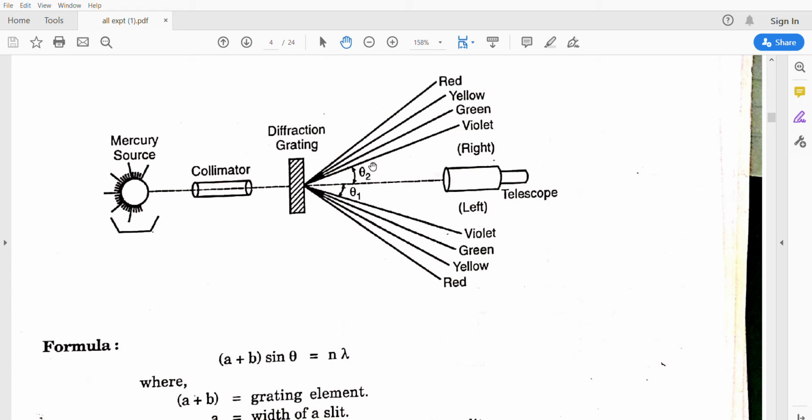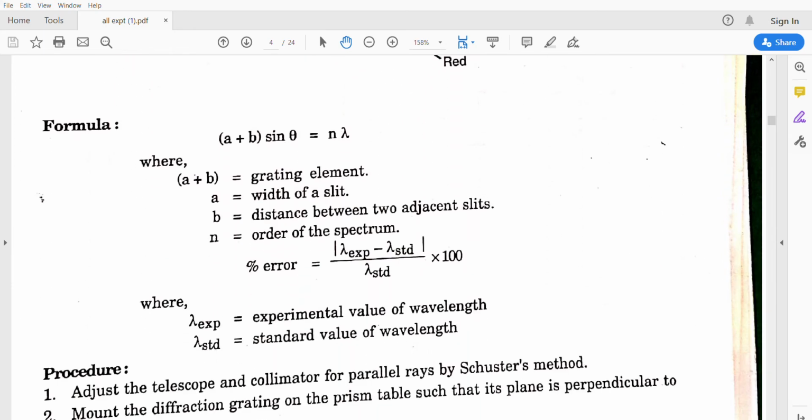So theta 1, theta 2 are the deviating angles that we can observe clearly. So the main formula of this experiment is (a plus b) into sine theta is equal to n lambda. So a plus b is nothing but the grating element. So what is this A and B? So that is very important.